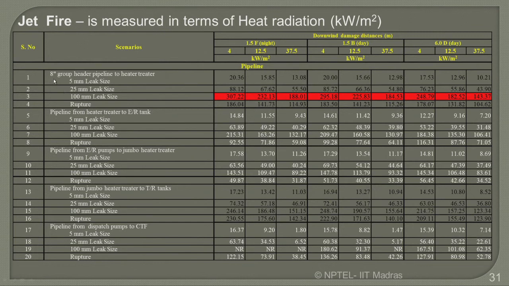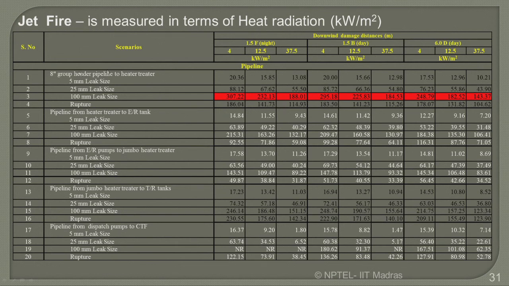Now there are different scenarios identified in the problem as 8 inches group header, pipeline from heater treater, pipeline from ER tanks, pipeline from jumbo heater treater, and pipeline from dispatch pumps. The quantification available for downward damage distances in meters are given in the tabular form here. The red one what you see here is the value which results in unacceptable risk levels.